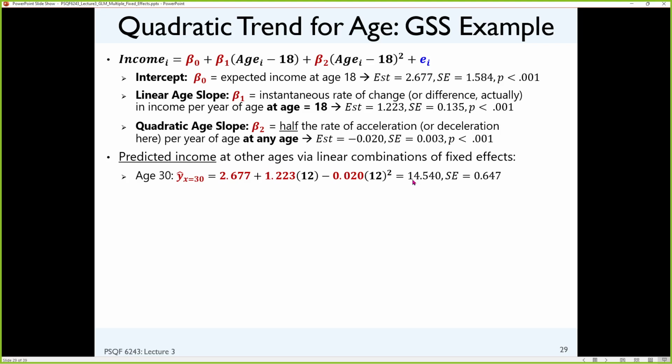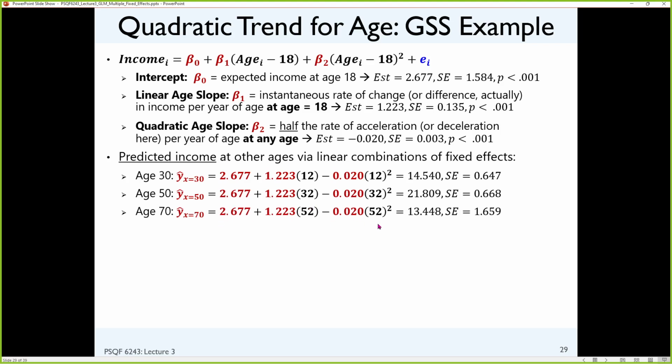So it works out to be 14.54, which I could have calculated in my calculator, but doing it in the programs will also give me the right standard error to go with it. Likewise, 50-year-old, I plug in 32 because 50 is 32 more than 18, and 70-year-old. So you can see from these predictions that income is supposed to go up to a point, but then it starts coming back down in the older ages. That's the negative quadratic bringing the curve back down.